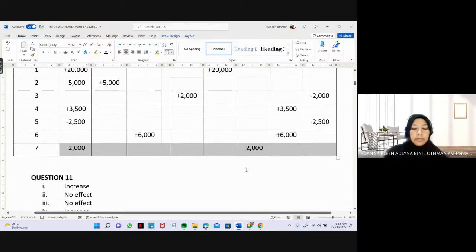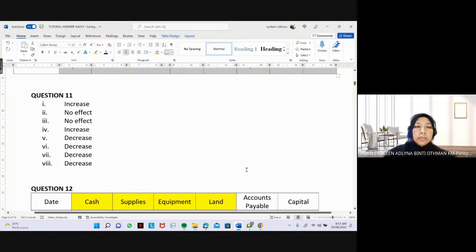Okay, all right. So number 11, kita cuma tunjuk effect to the owner's equity. Okay, so for number 11, so we are not showing any effects on asset and liability, only on owner's equity.